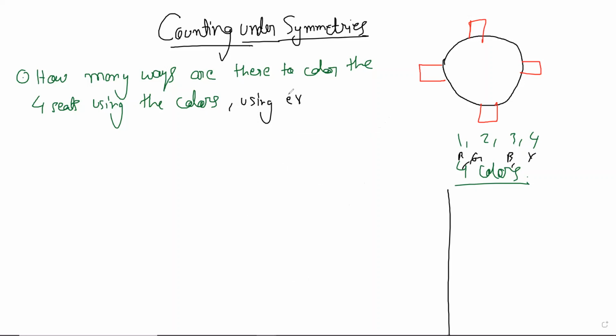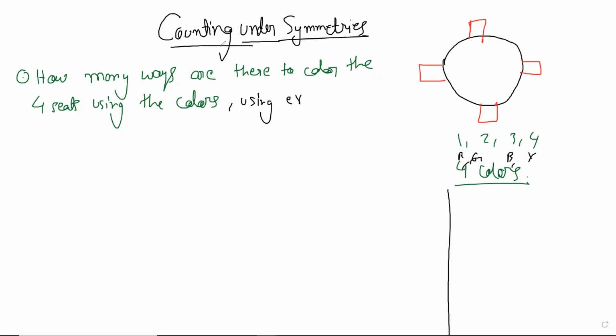So that's where we want to go. We want to say that under rotation, whatever symmetries are created, we will consider all of them to be the same coloring, and then we have to find the answer. That's when it becomes interesting. Right now, we just want to revise our basics.